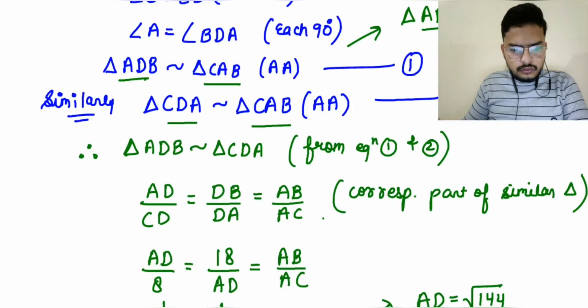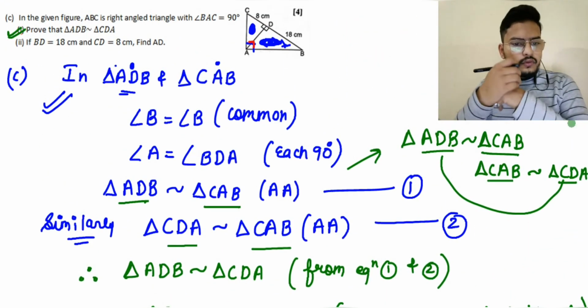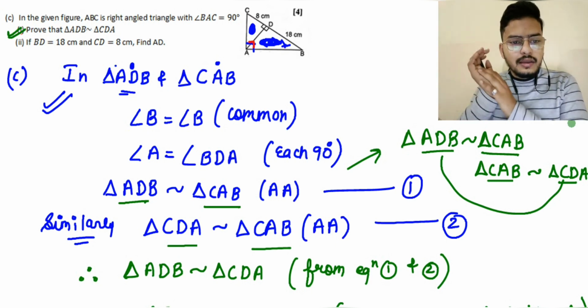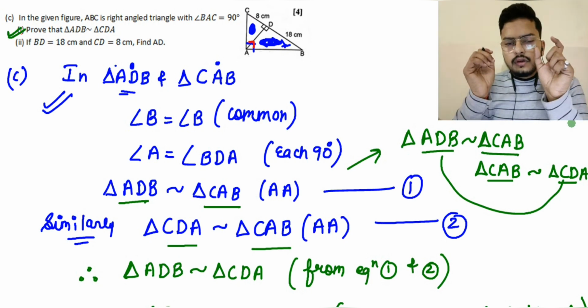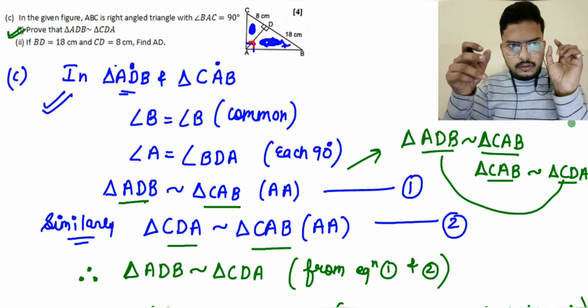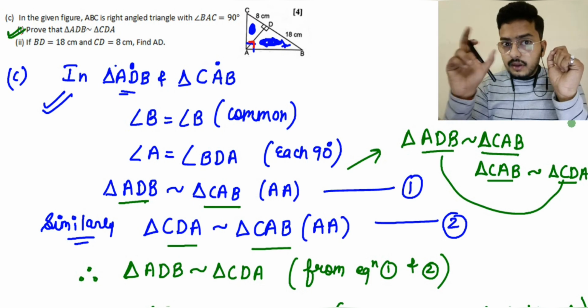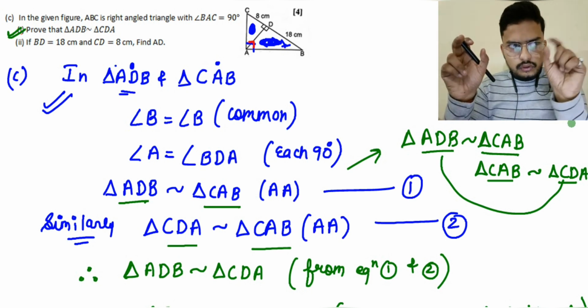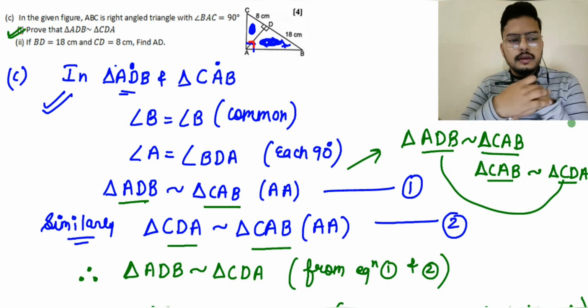So this question is not tough, actually it is a conceptual question, where we just have to use the similarity criteria. First we made the small triangle similar to the big triangle, then the other small triangle similar to the big triangle, and since the big triangle is common, both the smaller triangles must be similar. Then apply the CPST rule and get the answer for AD, right?